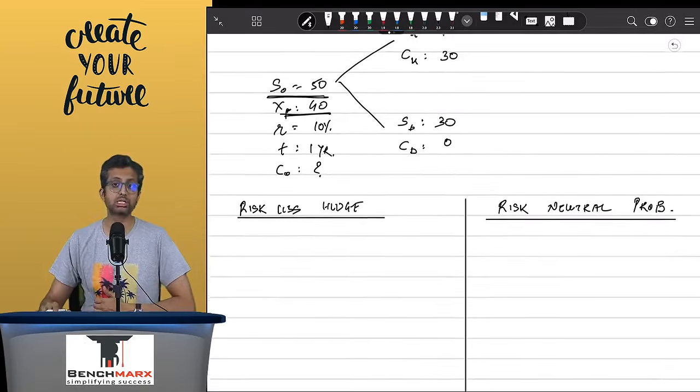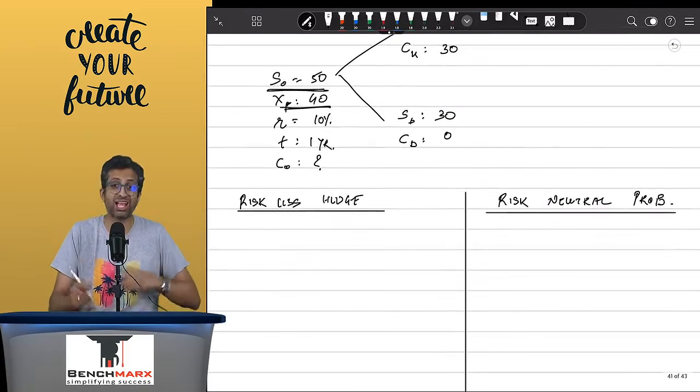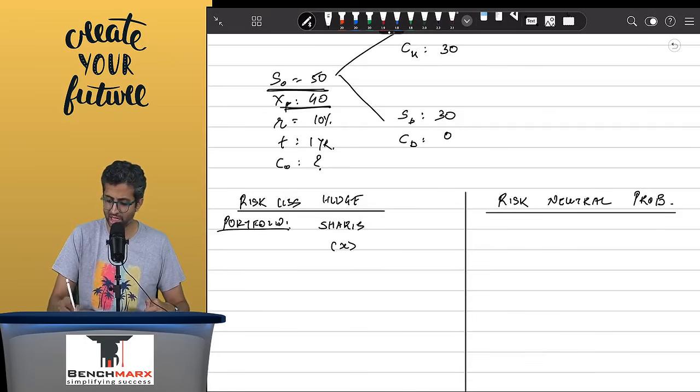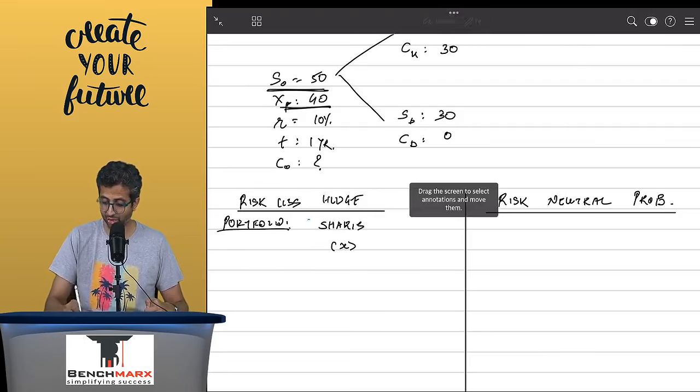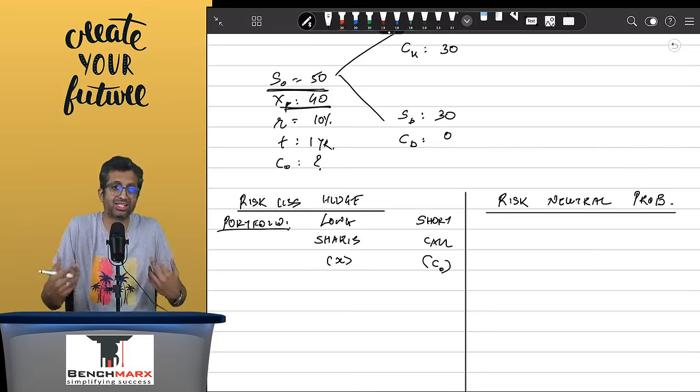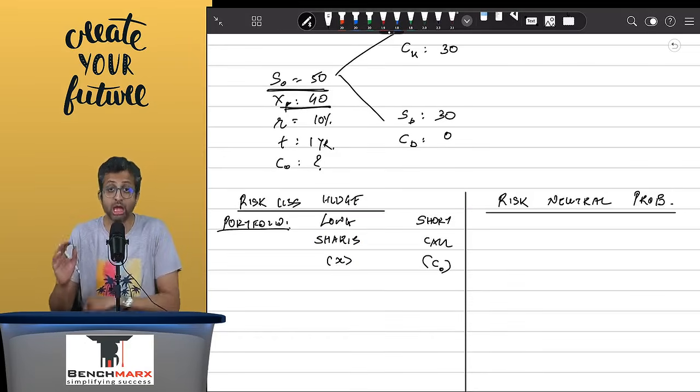So what does a riskless hedge mean? Under this method, you will make a portfolio comprising of what? Shares. How many shares? We don't know. Let us say X number of shares. You will go long X number of shares for every call option that you short. So over here, let us say you were to short a call option C0. If you were to short a call option, you will receive the premium. We don't know how much the premium would be.